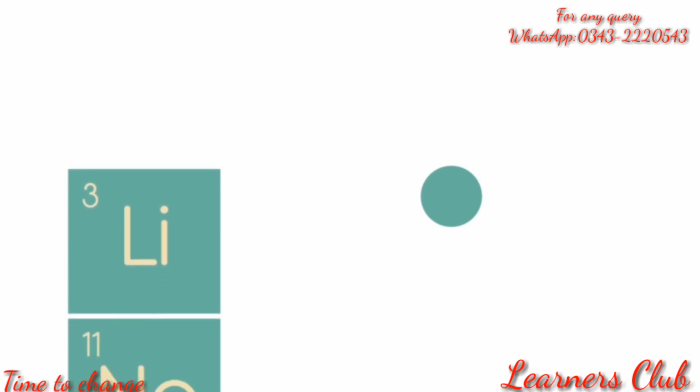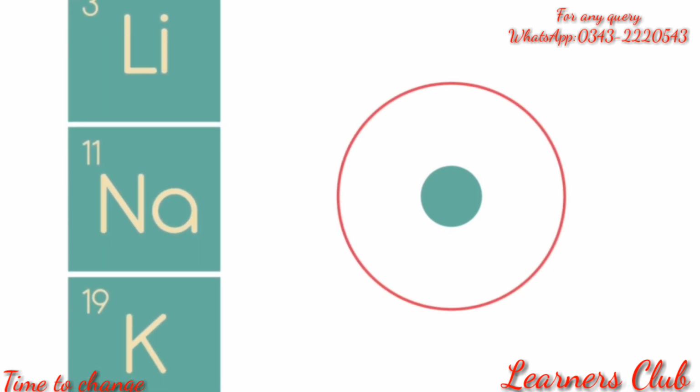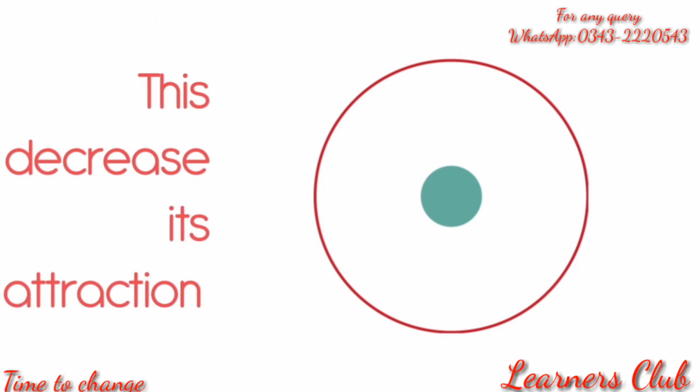Moving down the group, the outer shell electron becomes further from the nucleus. This decreases its attraction.